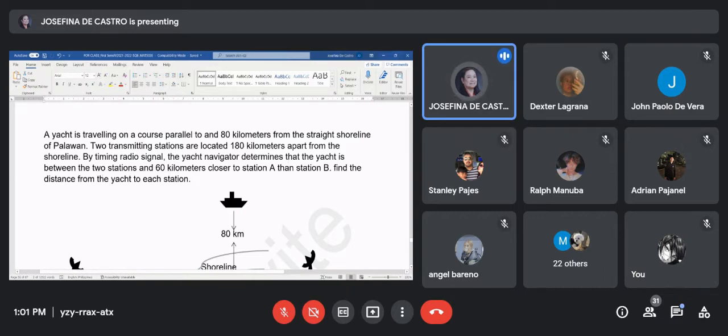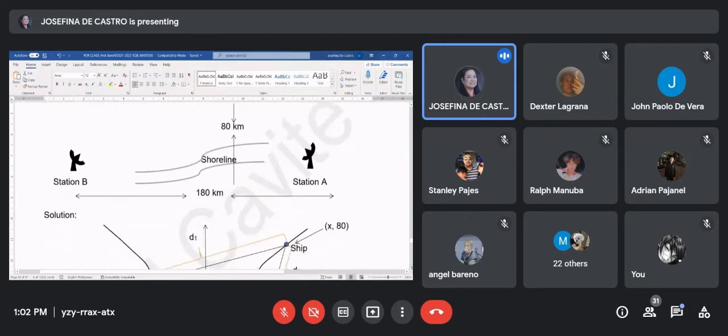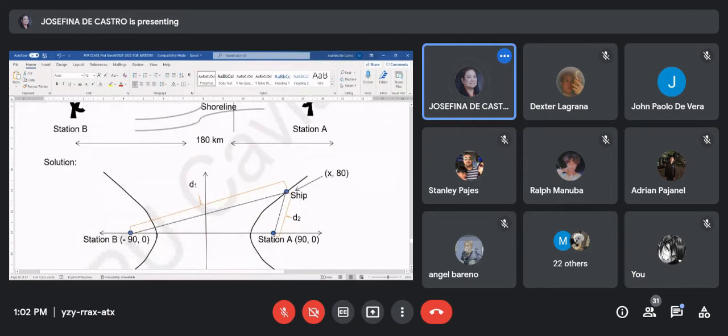Pero alam natin na, because of the transmitting station and by the radio signal, the yacht navigator determines that the yacht is between the two stations and 60 kilometers closer to Station B than Station A. Mas malapit siya kay Station A ng 60 kilometers kesa kay Station B. So ito plus 60 na kaagad to. Or minus 60 doon sa Station B.